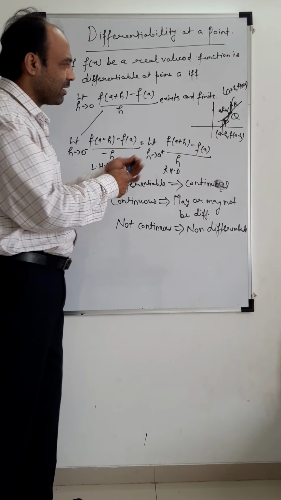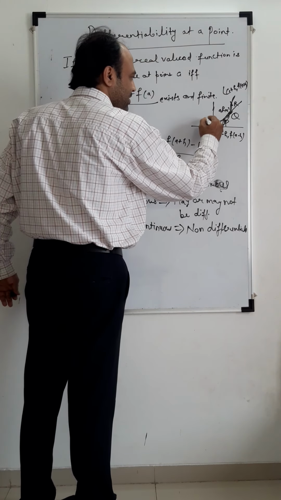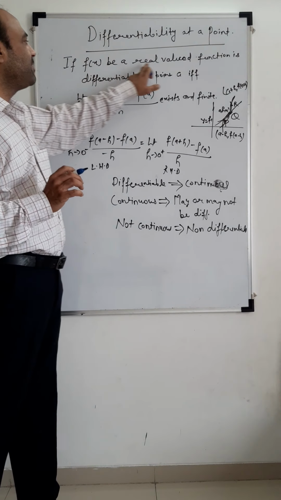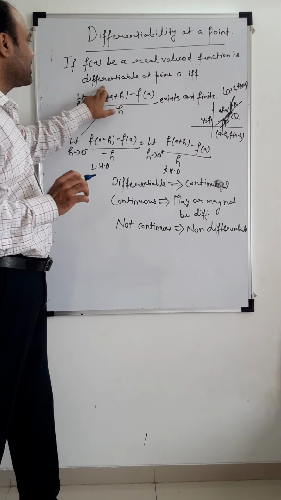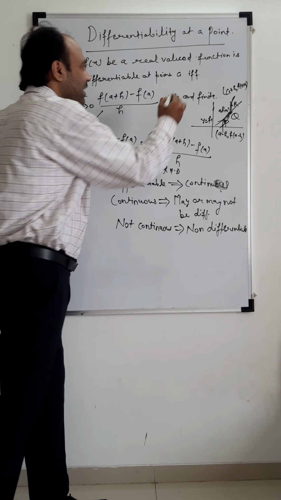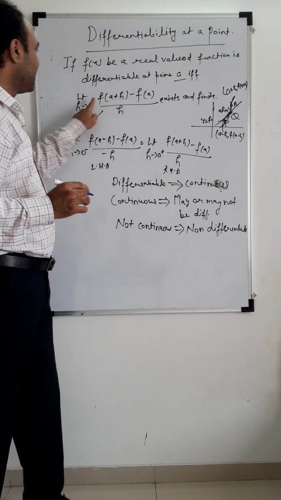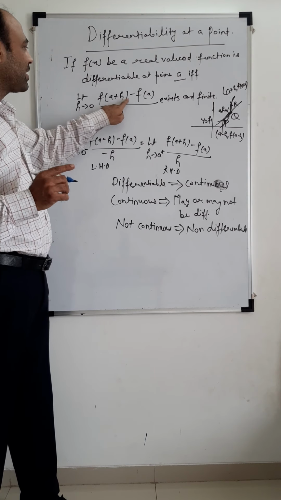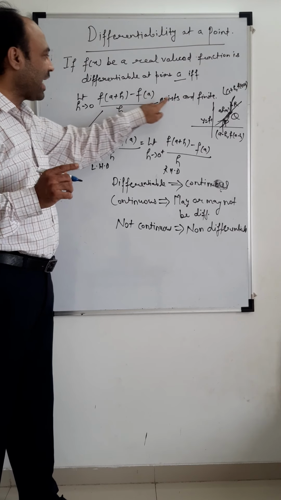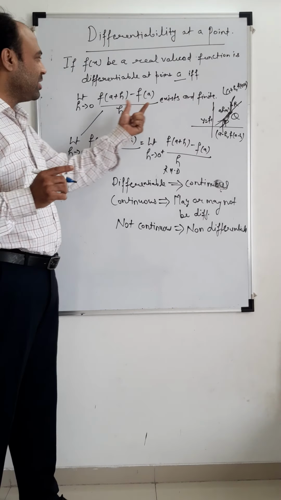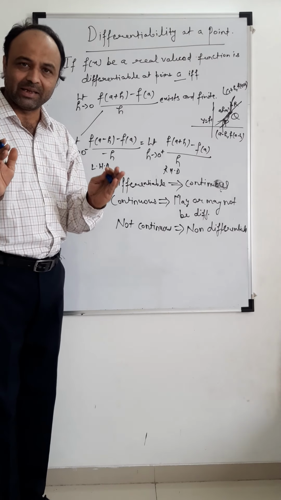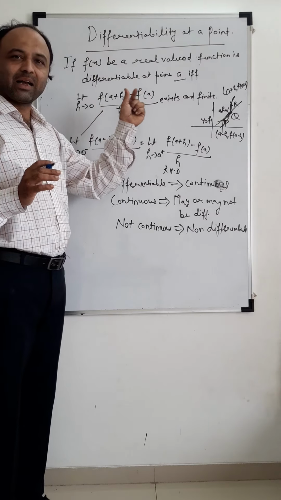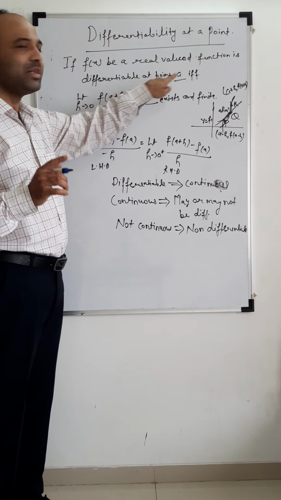Suppose we have one curve y equals to f(x). This is one curve y equals to f(x). Correct? Now it is written f(x) be a real valued function is differentiable at a point a, this point a, if and only if limit h tends to 0, f(a plus h) minus f(a) upon h exists and finite. Means this limiting value, if it exists and its value is finite, then we can say that a function is differentiable at a point a.